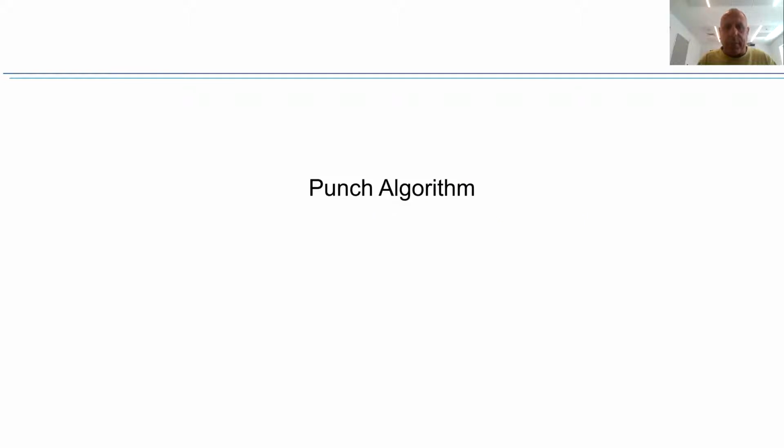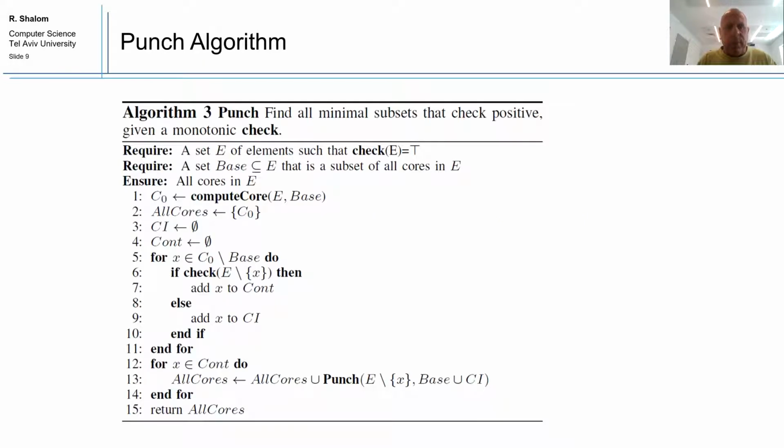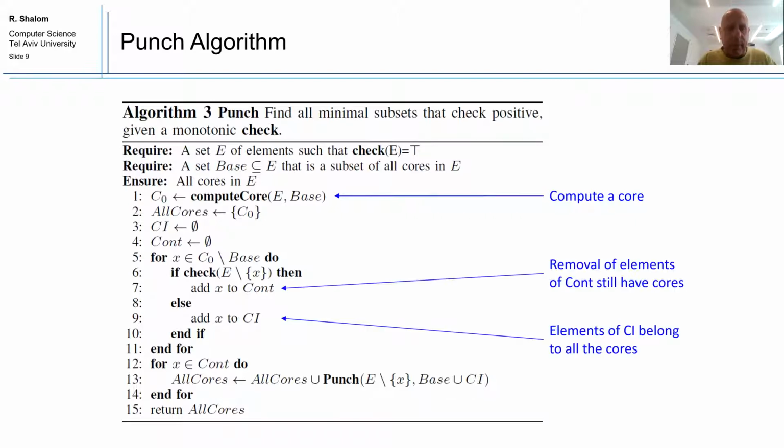And now about the punch algorithm. Punch algorithm first computes a core with any method. Then it goes over the elements of the core one by one, removes them from the total set, and collects either to the set of the intersection of all the cores, or it has to continue finding cores when we remove that element, and we do that recursively.